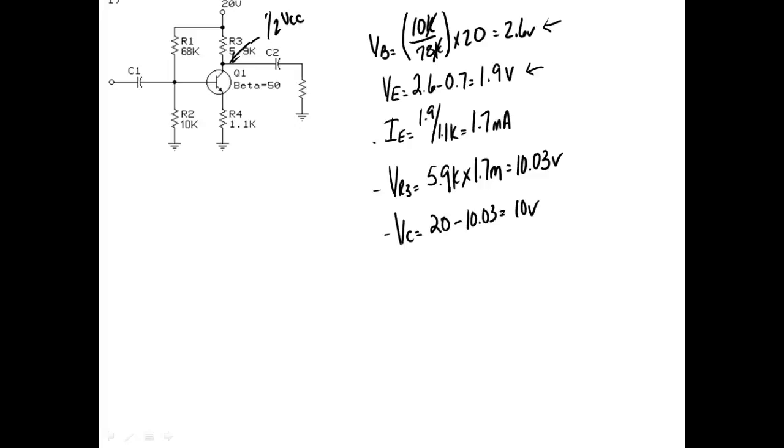Okay, so everybody okay so far? Oh, VCE, so voltage collector to emitter, would be equal to 10 volts minus whatever's on the emitter, 1.9. So what's voltage collector to the emitter? 8.1. So we know it's operating in what region? Active region. That makes sense?